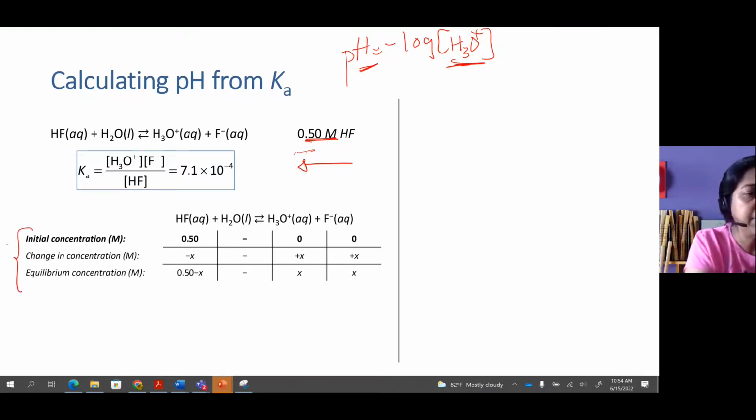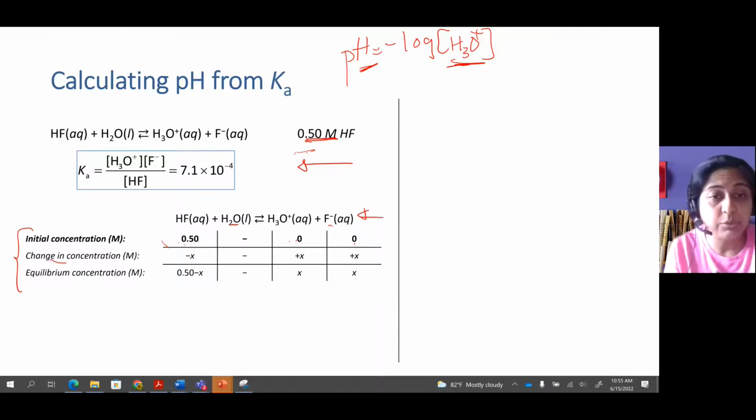Then we set up this ICE table. This is the reaction and this is the initial concentration. The initial concentration of HF is 0.50. It is given, so we don't worry about the concentration of the water. The initial concentrations of H3O+ is 0 and F- is 0.